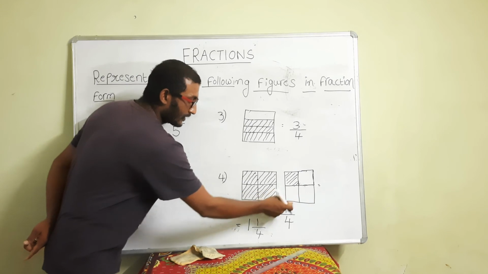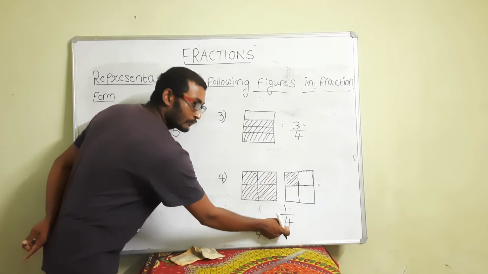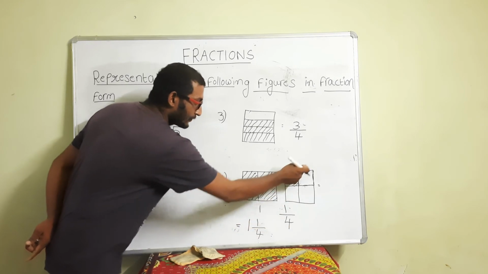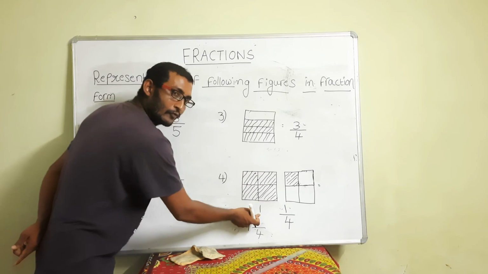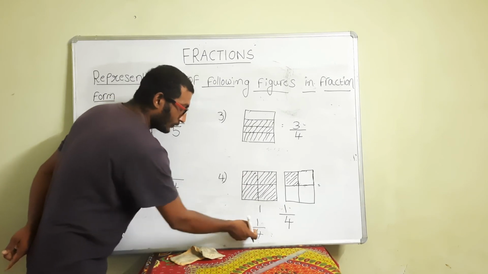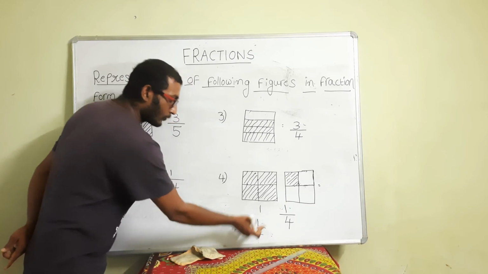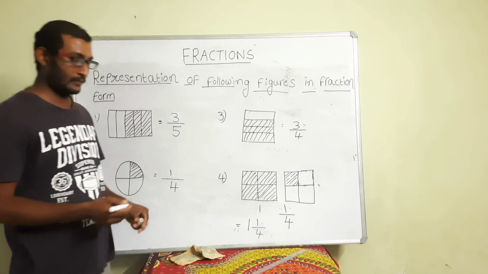But in the second figure, I have taken only one part. Out of 4 parts, I have taken one part. This figure's fraction form is 1 by 4. The first figure's fraction form is 1. So total 1, 1 by 4. 1, 1 by 4 is which fraction? Mixed fraction. Thank you.